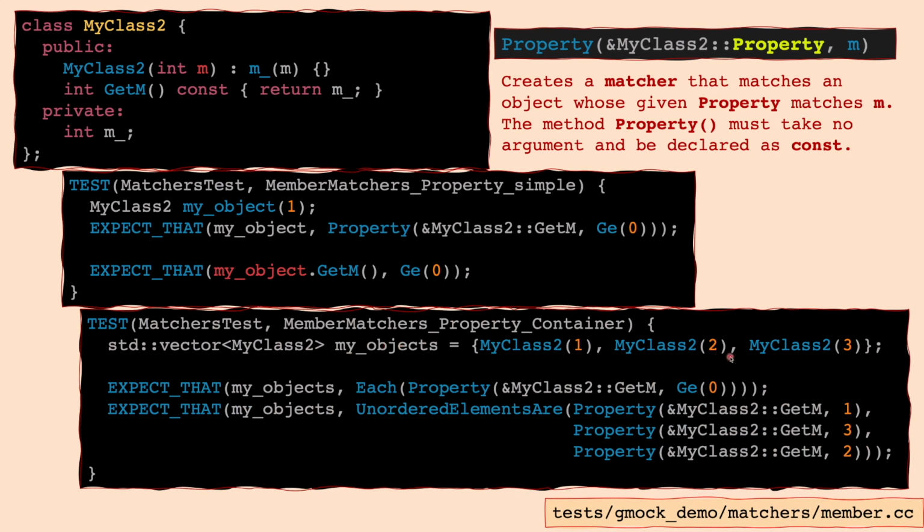Here I have three objects whose m member variable is 1, 2, and 3. In the first statement, I'm saying that expect that each item inside my object, its property getM, is greater than or equal to 0. And here I'm saying expect that the items inside my object, ignoring the order and only looking at their getM property, are 1, 3, and 2. So you can use property matcher, as we saw here, with any member function inside the class, as long as it takes no parameters and it is declared as const.